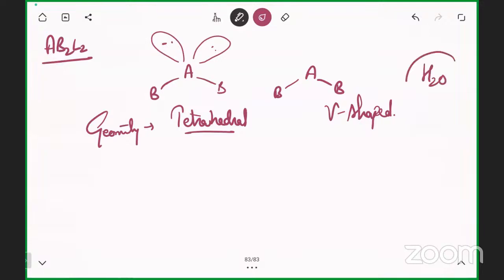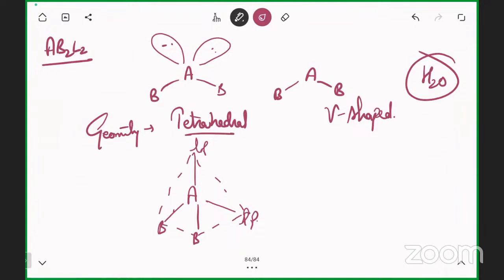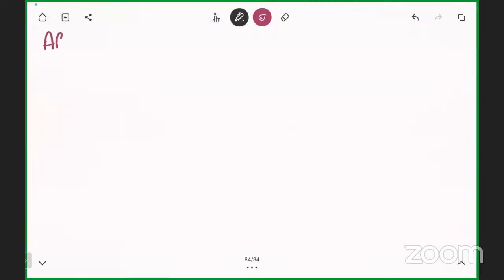Example, water molecule. You can write it like this also. So you can see lone pair, lone pair. This is a sort of tetrahedral shape, but we are taking it as V shape. Next type is AB4L. It means one central atom, 4 bond pair, and 1 lone pair.